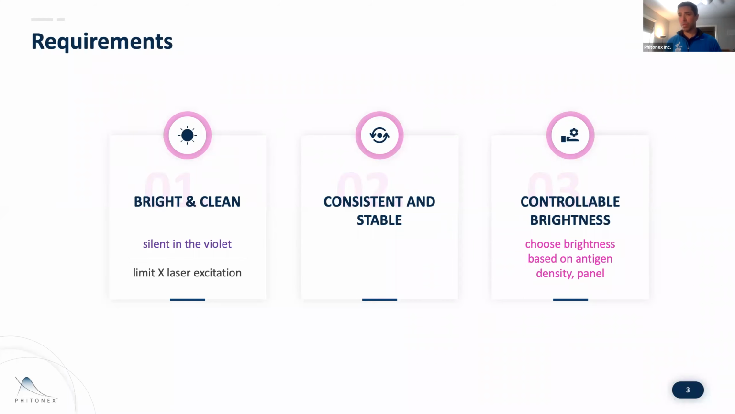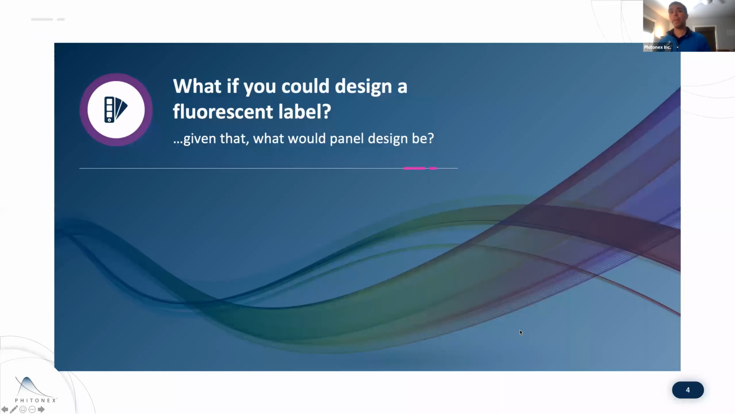The other one is this notion around controllable brightness, right? What if you could choose your brightness? Instead of just dealing with, hey, we've got PE or PE conjugates really bright, right? And my favorite quote from a call yesterday with a customer was, everybody hates PE-Cy5. And I don't think we hate it. I just think we have to use some of these fluorophores sometimes to get the biology done.